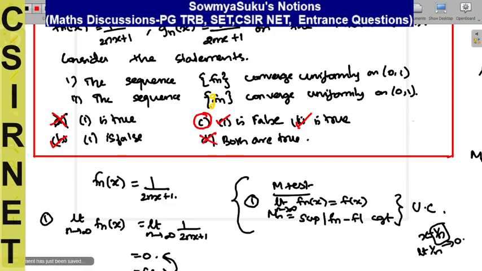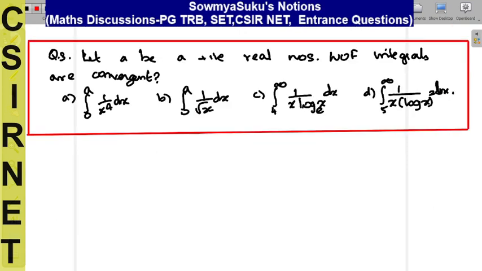Let's see the next question. Question 3. Let a be a positive real number. Which of the following integrals are convergent? It's an easy one. The first is the integral from 0 to a of 1 divided by x to the power 4, dx.